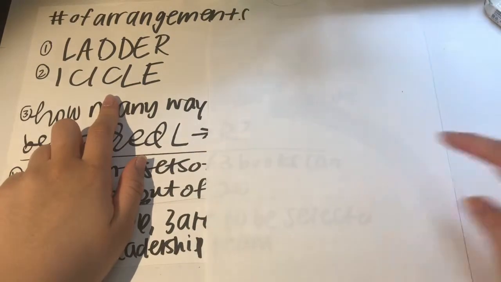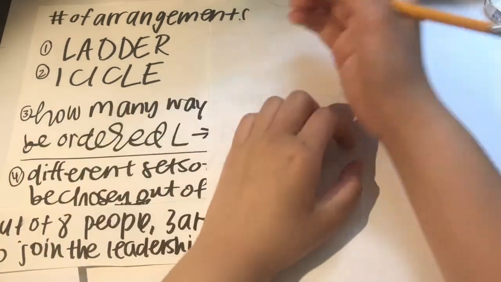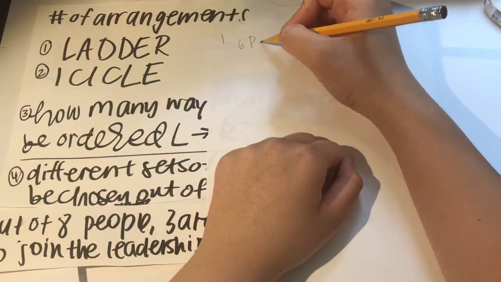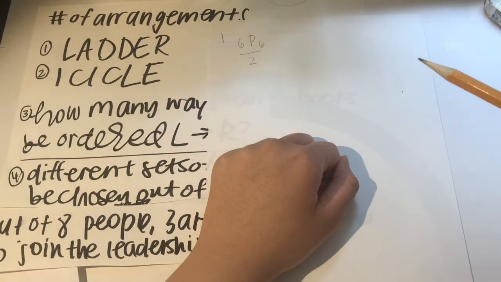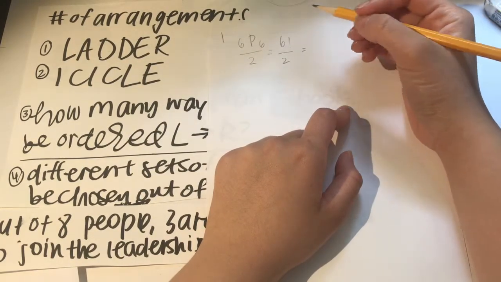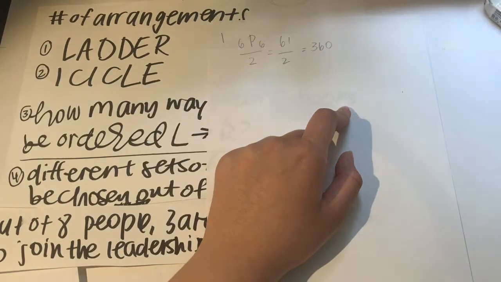So for number 1, we have to find the arrangements of letters, which can be found as 6P6 over 2, because there are 2 of the same letters, which is D. That would be 6 factorial over 2, and 6 factorial over 2 is 720 over 2, which would be 360 arrangements.